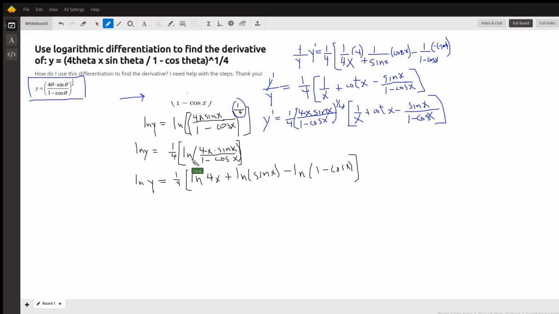And additional properties of logarithms say the log of a quotient is the log of the numerator minus the log of the denominator. And then the log of a product, which we have in the numerator, is the log of the first factor plus the log of the second factor. And now we're ready to take derivatives.